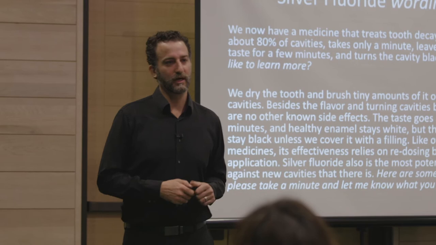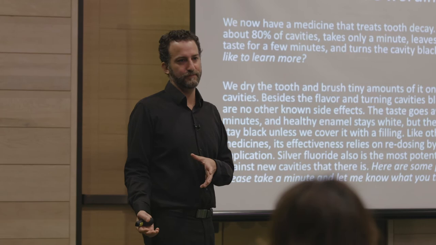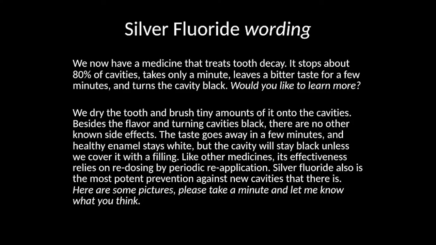So I get, well, what is it? It sounds interesting. So I might say this much stuff. I might have the pictures with me of before, after the stain. In a back tooth, maybe on the other side for the front tooth, if it's a front tooth. So we dry the tooth and brush tiny amounts of it onto the cavities. Besides the flavor and turning cavities black, there are no other known side effects. The taste goes away in a few minutes, and healthy enamel stays white, but the cavity will stay black unless we cover it with a filling. Like other medicines, its effectiveness relies on redosing by periodic reapplication. Silver fluoride is also the most potent preventive against new cavities that there is. Here are some pictures. Please take a minute and let me know what you think.